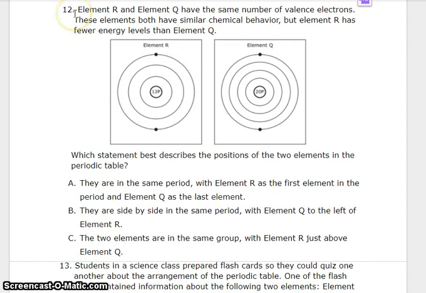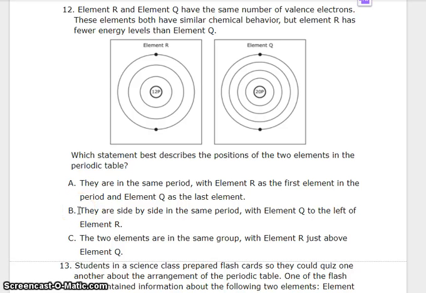Number 12, element R and element Q have the same number of valence electrons. These elements have similar chemical behavior, but element R has fewer energy levels than Q. This has less levels than that one. Which statement best describes the position of the two elements in the periodic table? A, they are in the same period, with element R as the first element in the period and element Q as the last element.